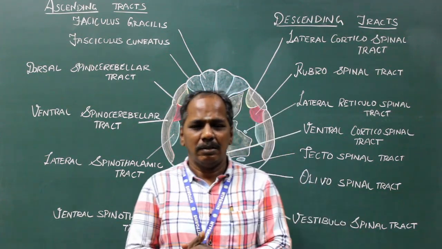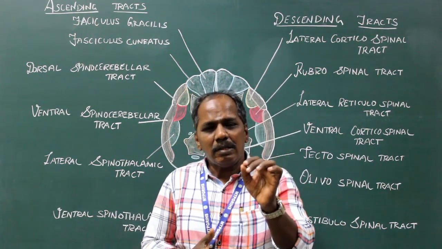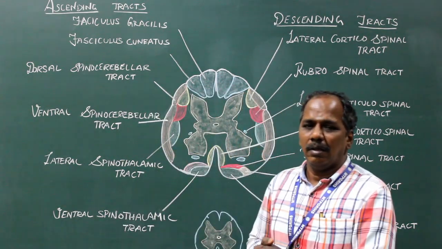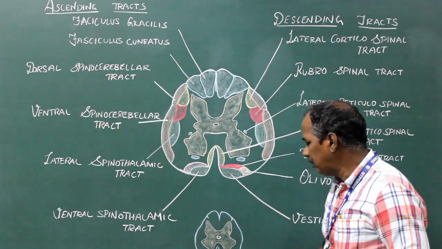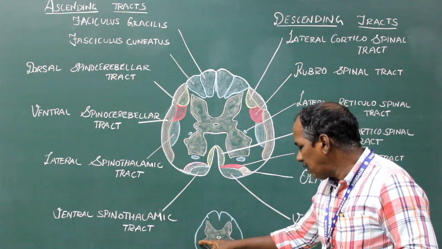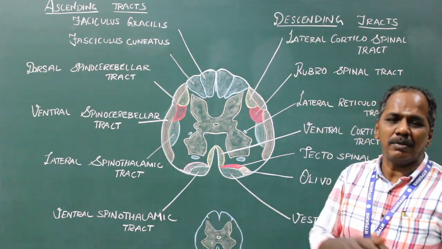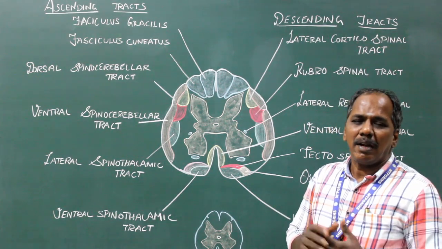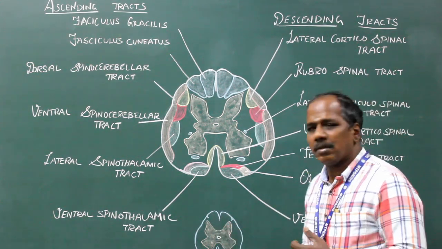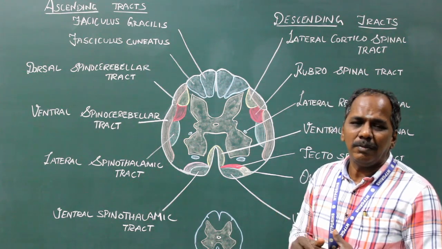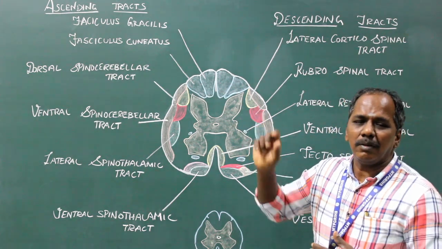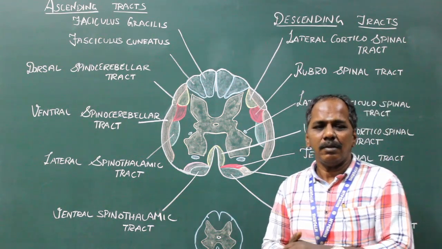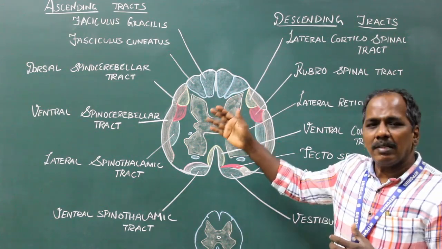Intersegmental tracts. These tracts originate and end within the spinal cord. They exist in the ventral, lateral and posterior white columns. These tracts connect the neurons present between the intersegmental parts of the spinal cord. Okay, example, tract of Lissauer. So this is the tracts and its types.